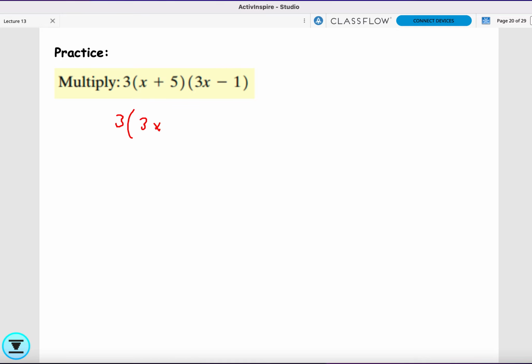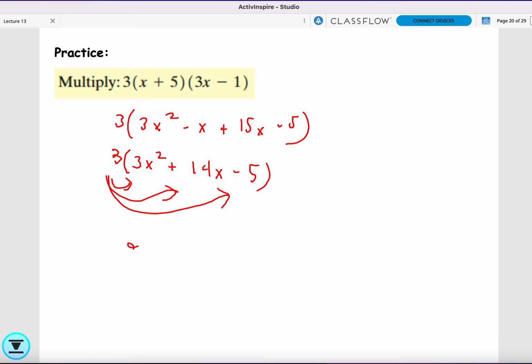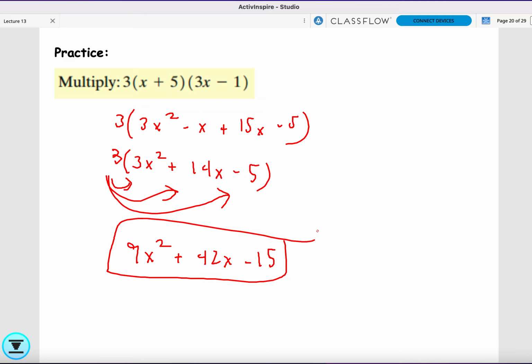So then we get 3x squared minus x plus 15x minus 5. So then we get 3x squared plus 14x minus 5. Distribute the 3. So then we get 9x squared plus 42x minus 15. And we're done.